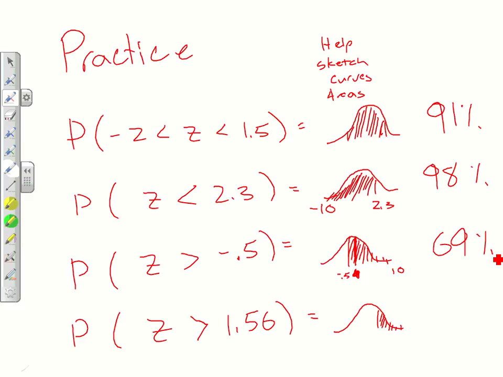What about the last one, Miss Weldon? All right, do it right now. What's up? Oh, why not? Because it's on the bottom. Okay, it is z greater than 1.56. Okay, Miss White, make sure you do it as well. You guys can confer with each other, and we'll make sure that we get the right answers.